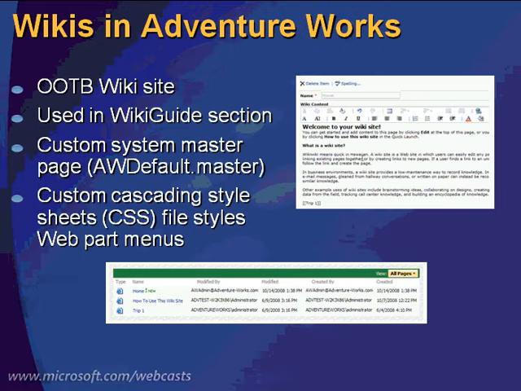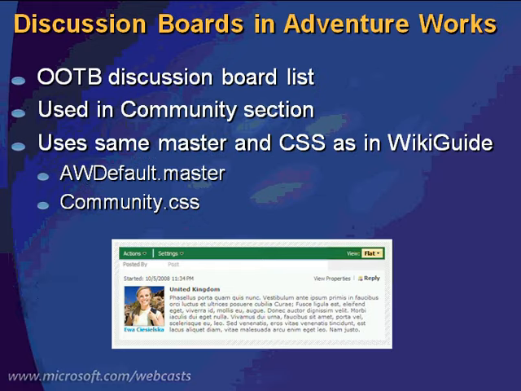The wikis inside of AdventureWorks use the out-of-the-box wiki site capabilities. There's a section here, and the wikis have been styled to show you that a wiki does not have to look like SharePoint. You can change it so that it looks however you need it to look through some custom cascading style sheets and a custom master page, and we'll take a look at that in just a moment. Of course, the screenshots that you see here don't look very styled, but once we look at this in the portal, you'll see a difference.